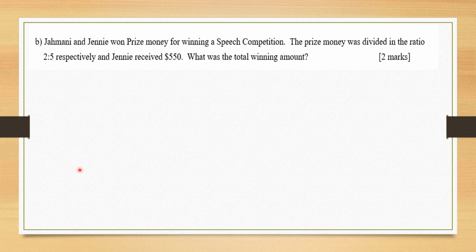Here we have question B. Jemani and Jenny won prize money for winning a speech competition. The prize money was divided into the ratio 2:5 respectively, and Jenny received $550. So let's write down the information given. Jemani is 2, and Jenny is 5. Jenny received $550.